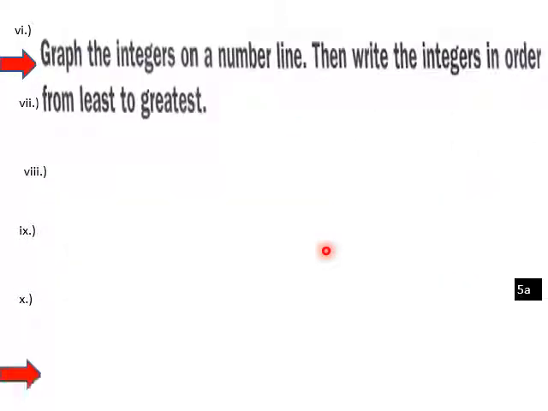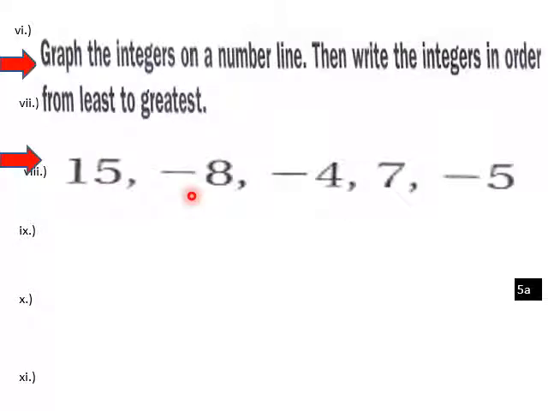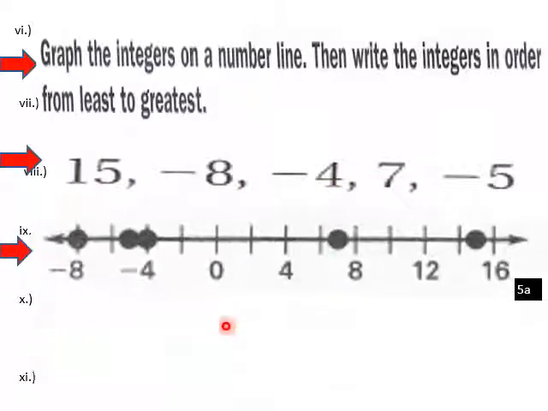So for that situation, graph the integers on the number line, then write the integers in order from least to greatest. So 15, negative 8, negative 4, 7, and negative 5. So here's our graph. Here's negative 8, here's negative 5, here's negative 4. Okay, and then here's positive 7. Now here's our origin here. So we have positive 7 and then positive 15, correct?